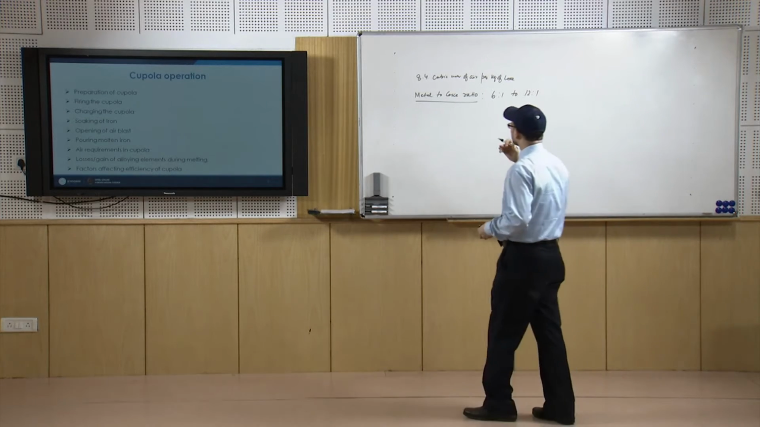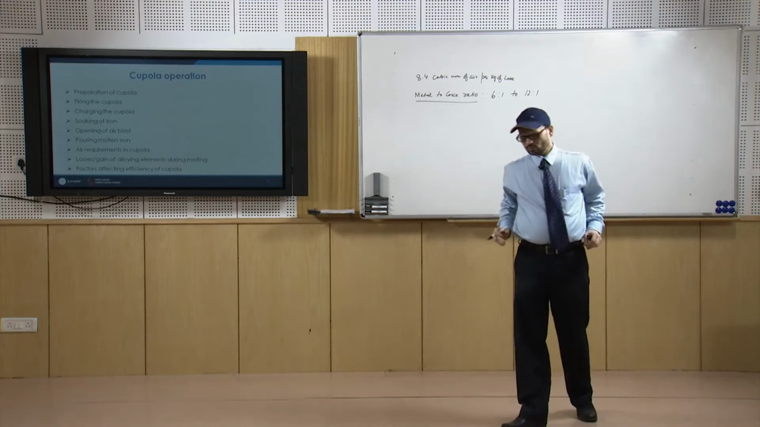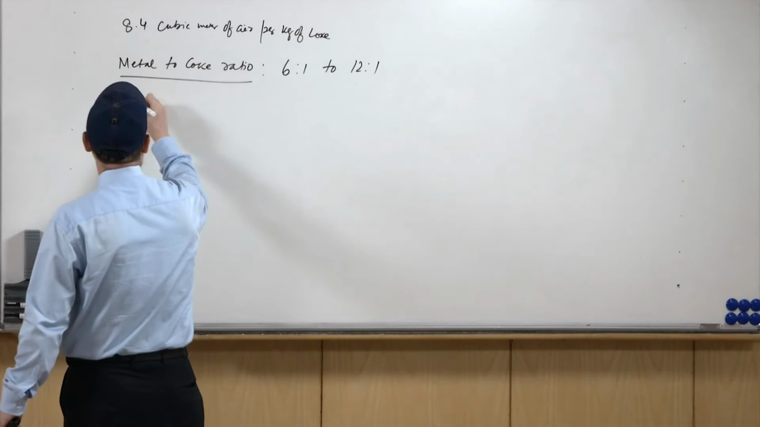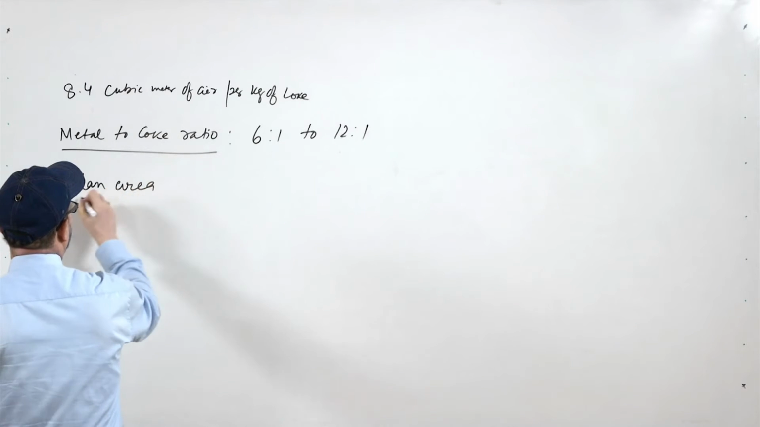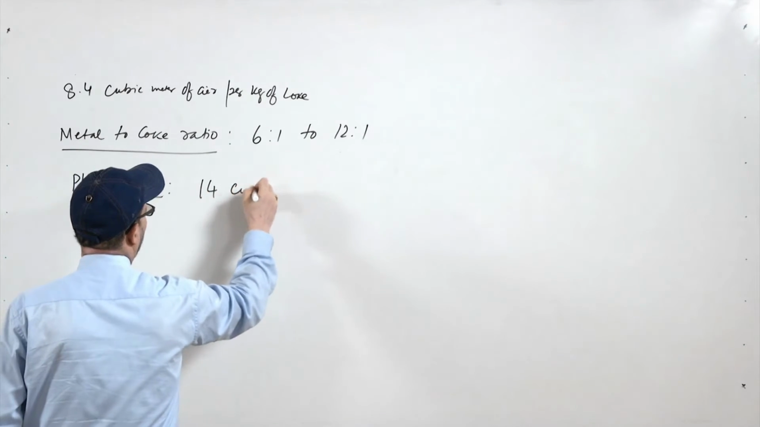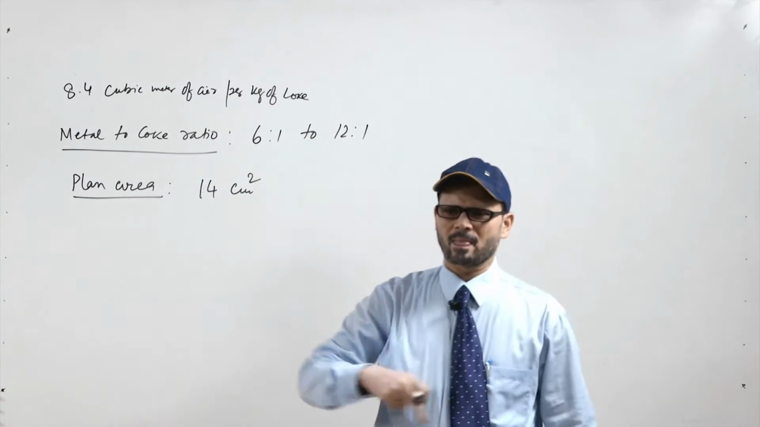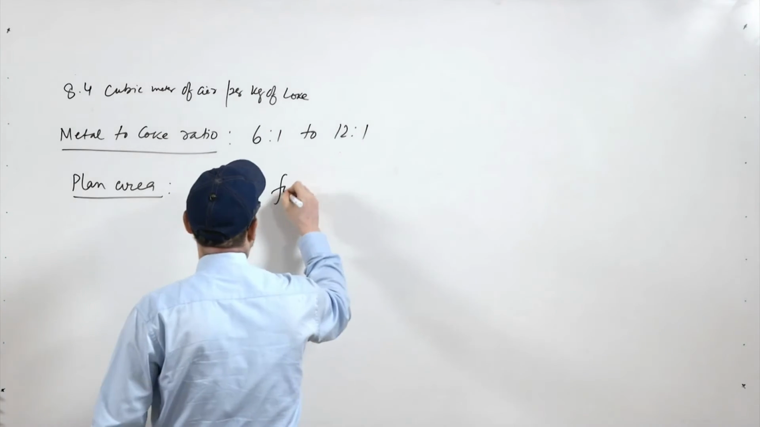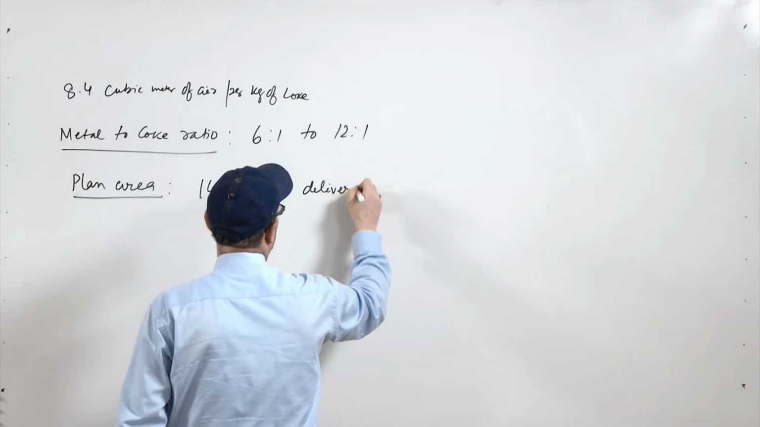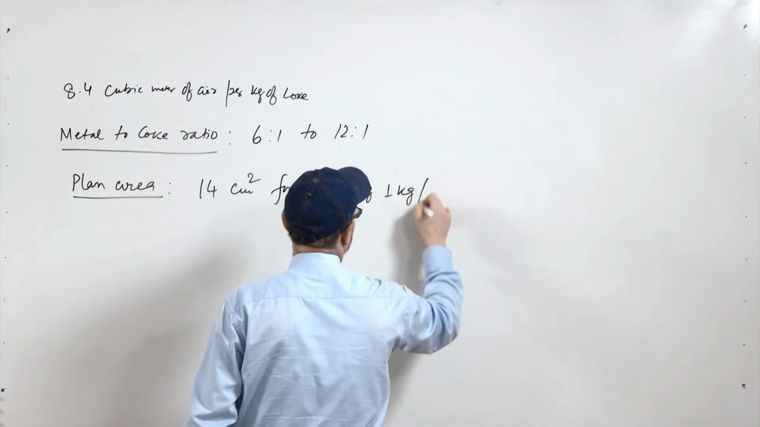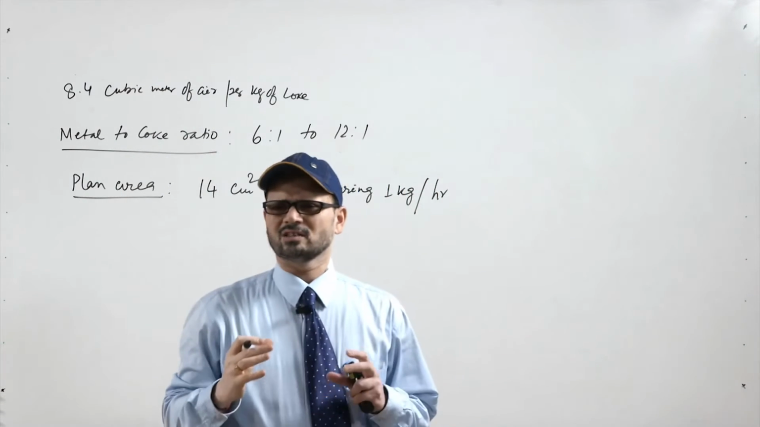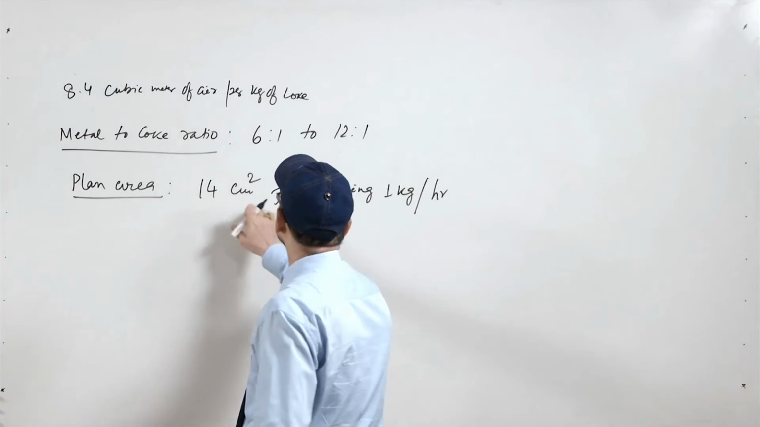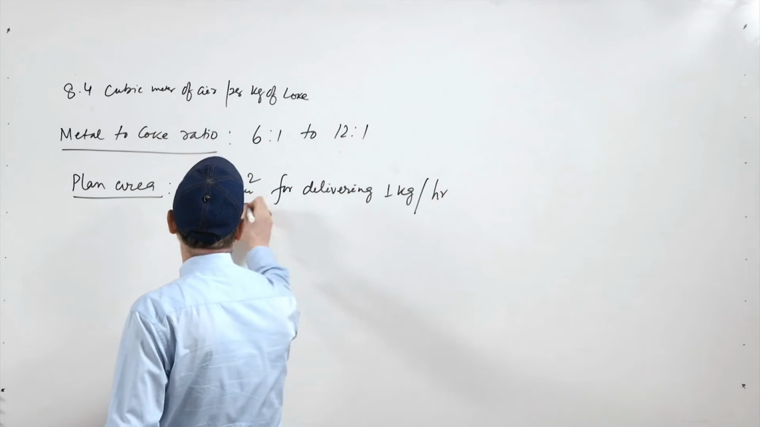There is one more calculation which is given: 14 centimeter square of plan area of the cupola is required for delivering 1 kg of metal per hour. So, if you want a metal delivery rate of 1 kg per hour, normally you need 14 centimeter square of the plan area of the cupola.